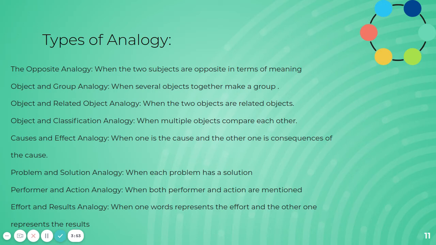Cause and effect analogy, when one is the cause and the other one is the consequence of the cause. Problem and solution analogy, when each problem has a solution. Performer and action analogy, when both performer and action are mentioned. Effort and result analogy, when one word represents the effort and the other one represents the result.